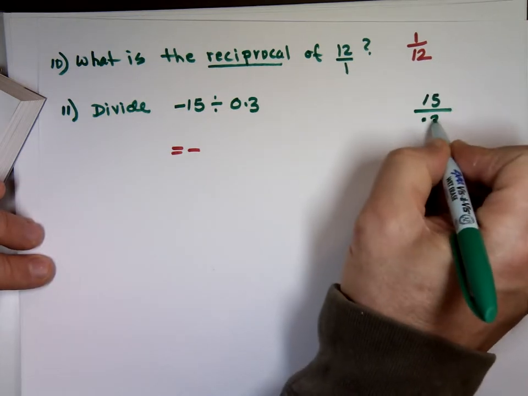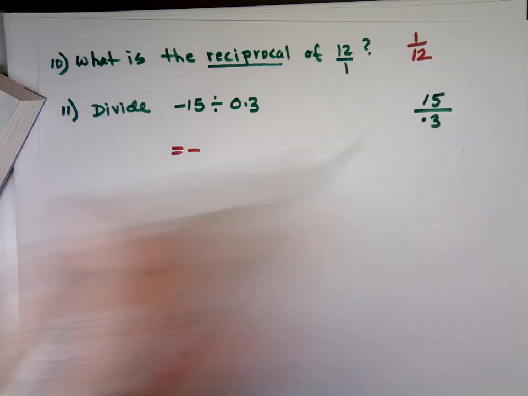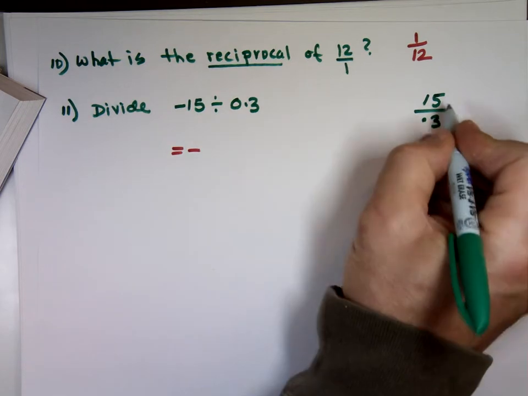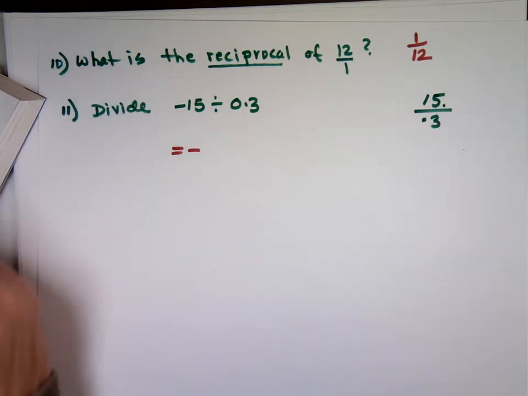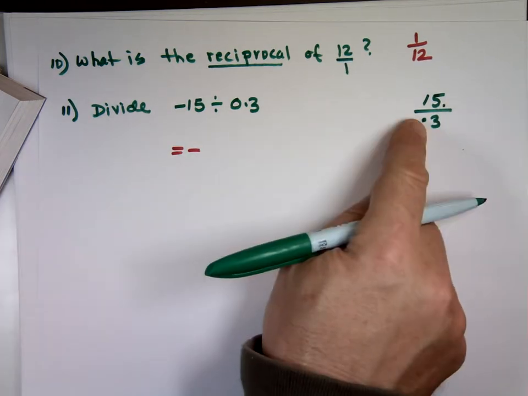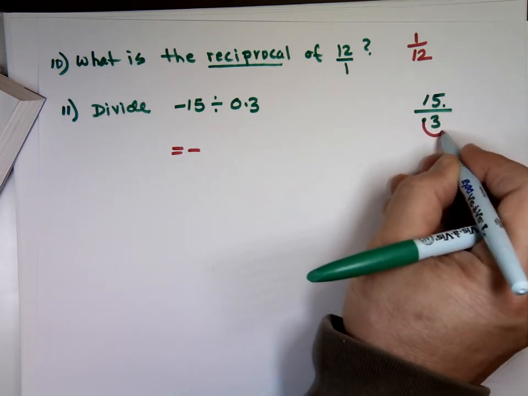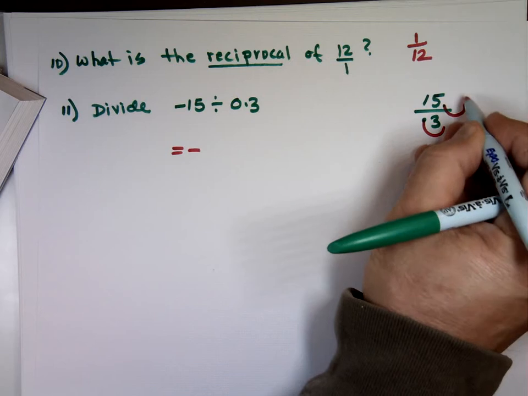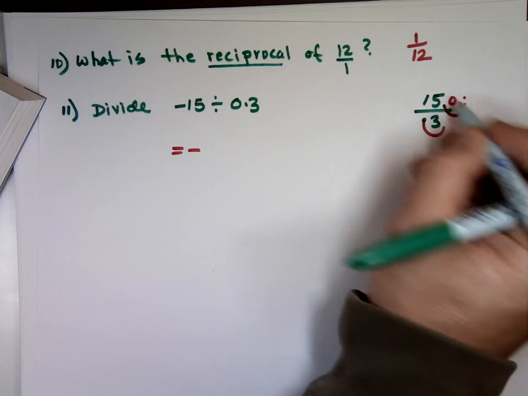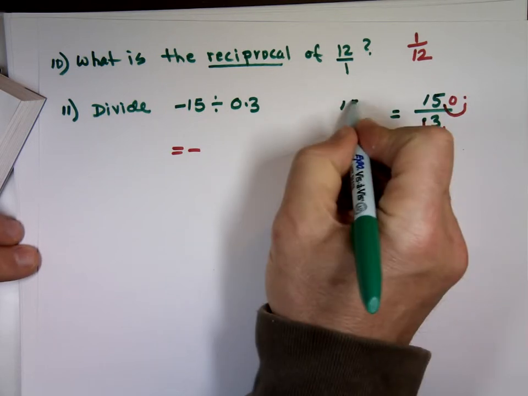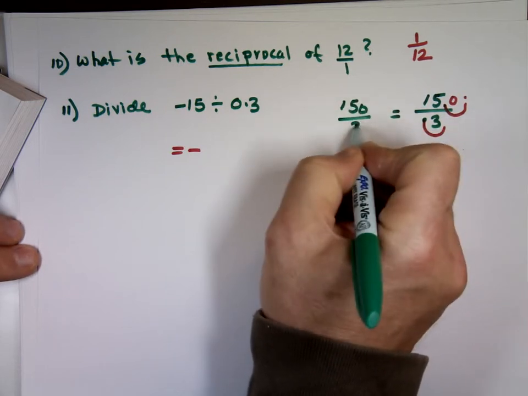Well, you can't divide by 0.3. That's not a whole number. Remember, the 15 has a decimal point right here. If it's not there, it's at the end. So to make that number a whole number, you move the decimal point how many places? 1 to the right, and you move this 1 to the right. That means you have to add a 0 to that. So this becomes what? 150 divided by 3.